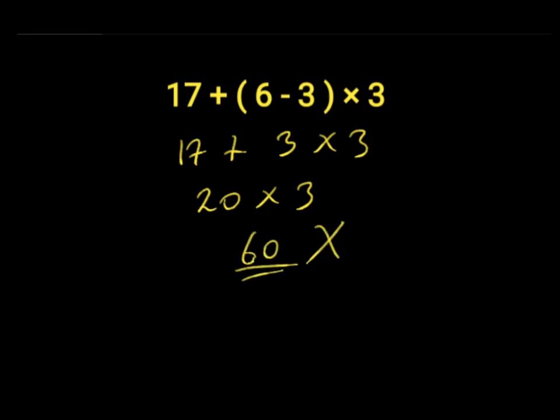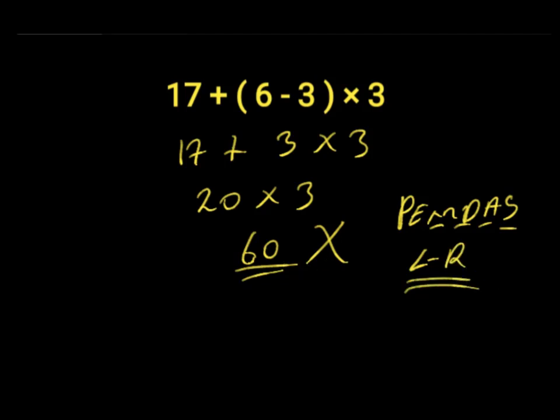60 is wrong because we did not work with the order of operation. According to the order of operation, we have parentheses, exponent, multiplication, division, addition, and subtraction. Mind you, multiplication and division have equal priorities, such as addition and subtraction, working from your left to your right, in order to arrive at a correct answer.